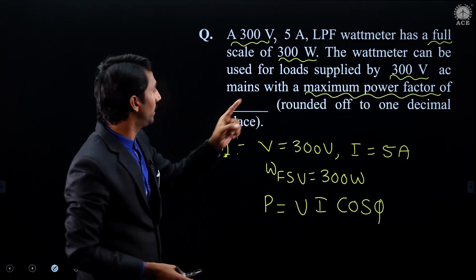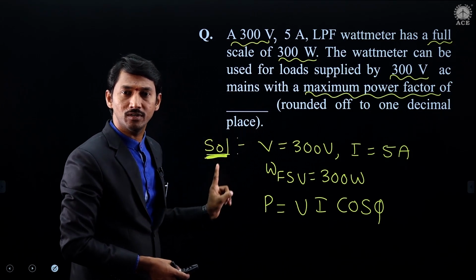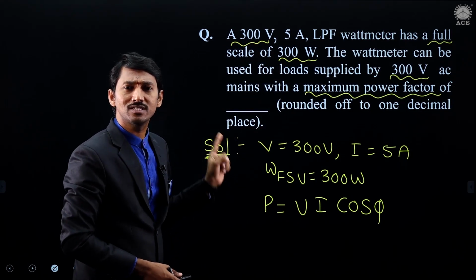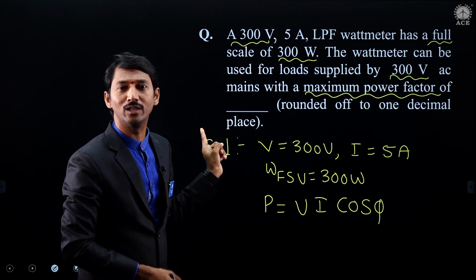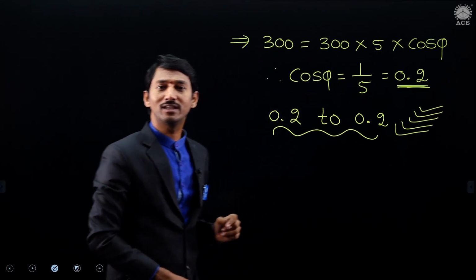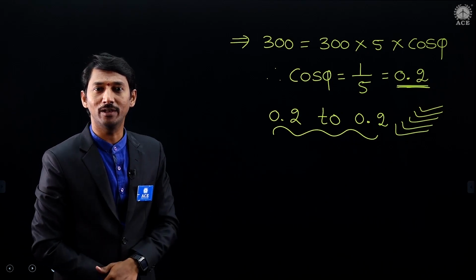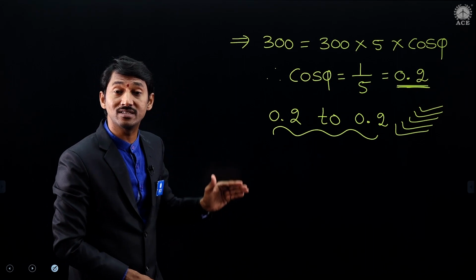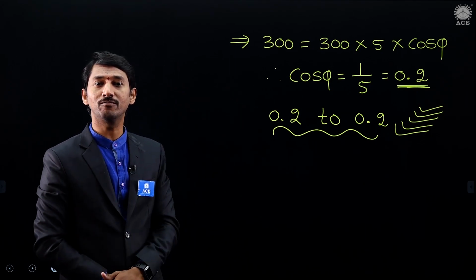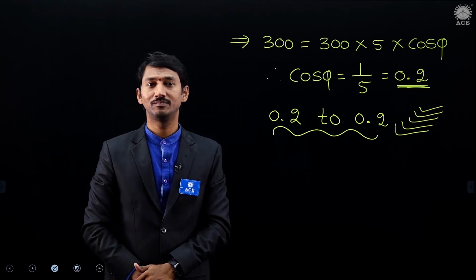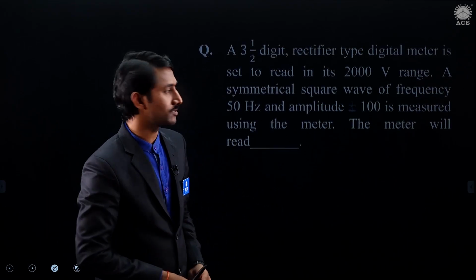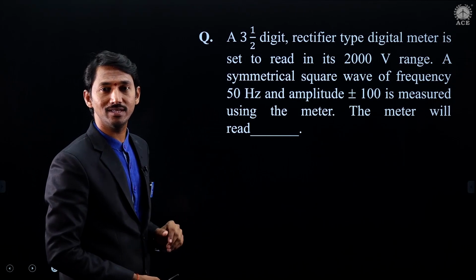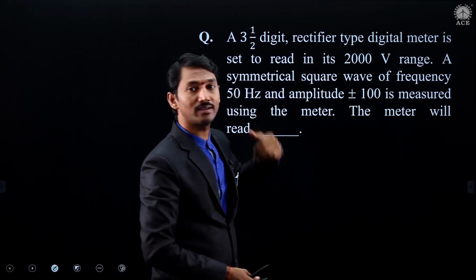You need to understand only the full scale value of power, the rated value of voltage and the rated value of current. If you substitute all the full scale related values, automatically we are going to get the power factor also as the maximum value. That's why the range of the power factor is 0.2 to 0.2 that we can measure with this corresponding LPF wattmeter. Clear?